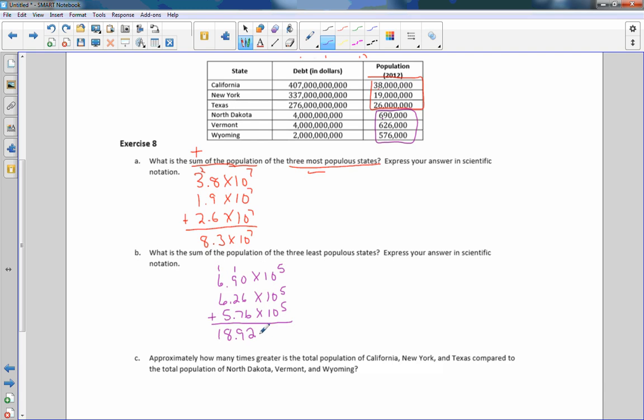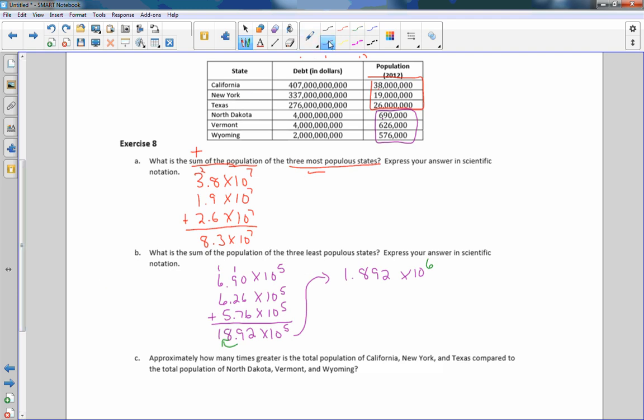So it's 18.92 times 10 to the 5th power, but we have a problem. It is no longer scientific notation because 18 is more than 10. So I need to write this as 1.892 times 10. I move the decimal one more place, so I need to add one more to my exponent, and the answer is 10 to the 6th.